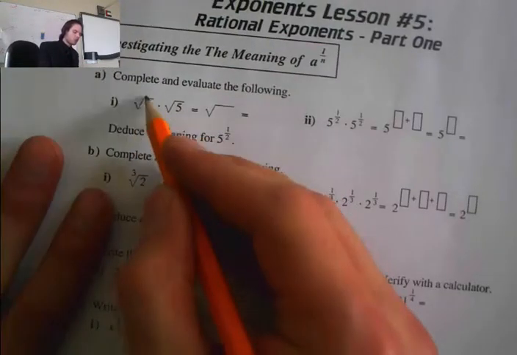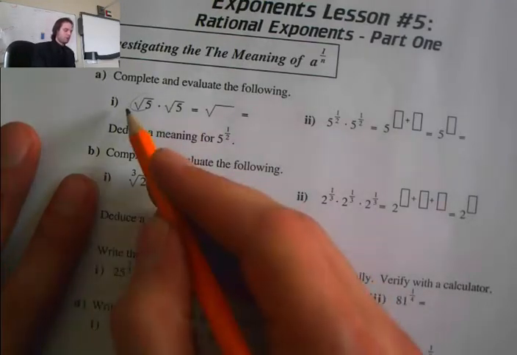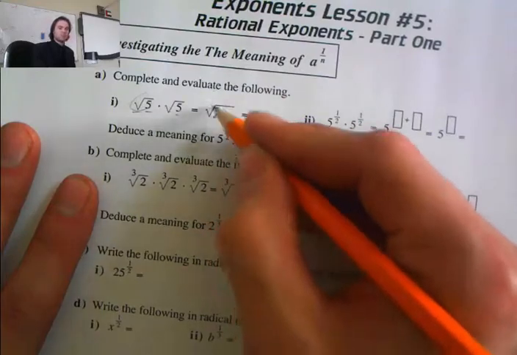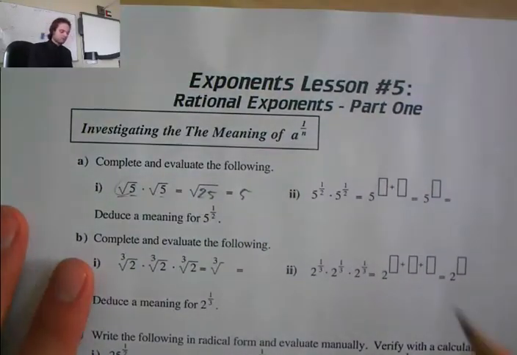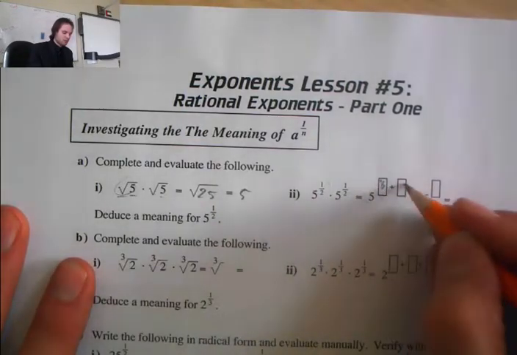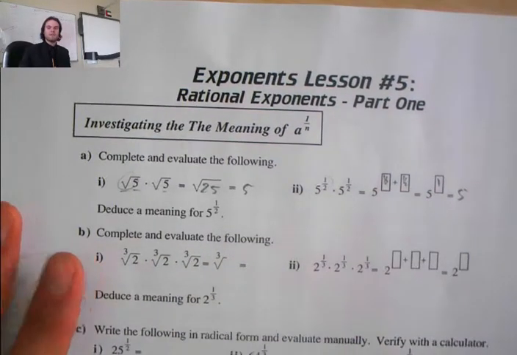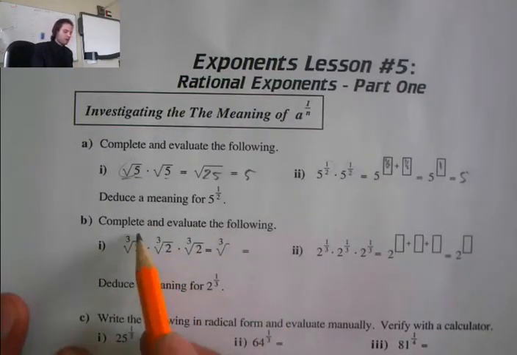Well, let's take a look at this first part here. We have square root of 5 multiplied by the square root of 5. Well, we just multiply, square root of 25. That's going to give me 5, because the square root of 25 is 5. Okay? Let's take a look at my next one. While we do this, that's adding the fractions together. So that's going to give me to the power of 1, which is just the same as 5. Alright? Now, complete and evaluate the following here.